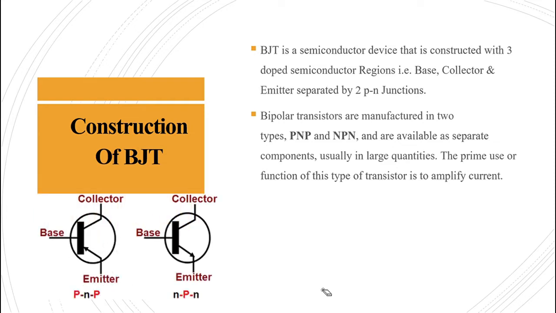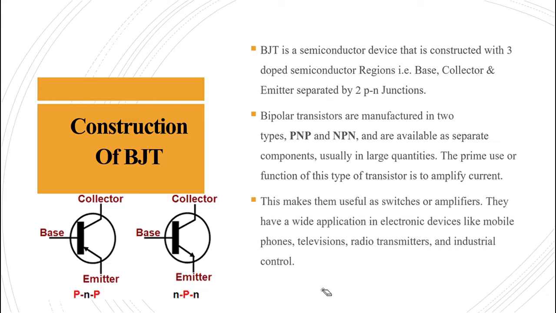You can see in PNP transistor, the current direction is towards the base, and in NPN transistor, if you see the direction, it is coming out from the base side. This makes them useful as switches or amplifiers. They have wide applications in electronic devices like mobile phones, television, radio transmitters and industrial control.